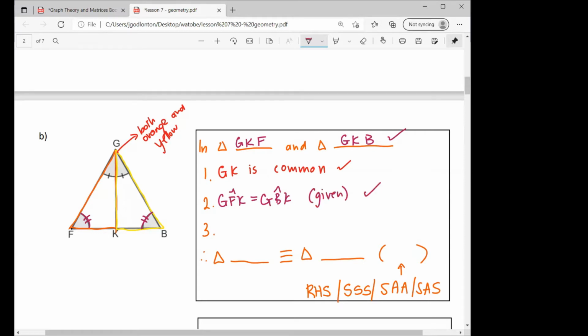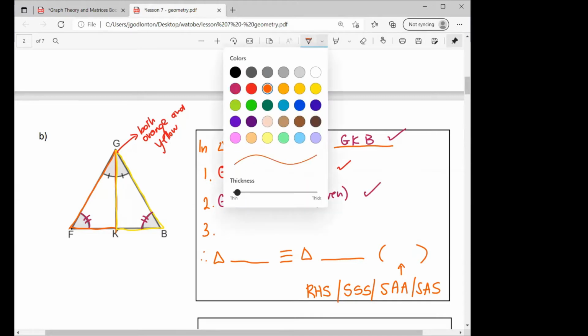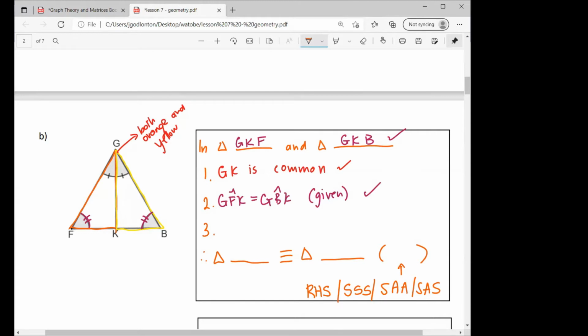Third mark in our pocket, and we haven't panicked yet. Okay, next step, I want one more reason. So we've done the common line, we've done this angle over here. Now I need one more thing, because I have to have 3 reasons for congruency.